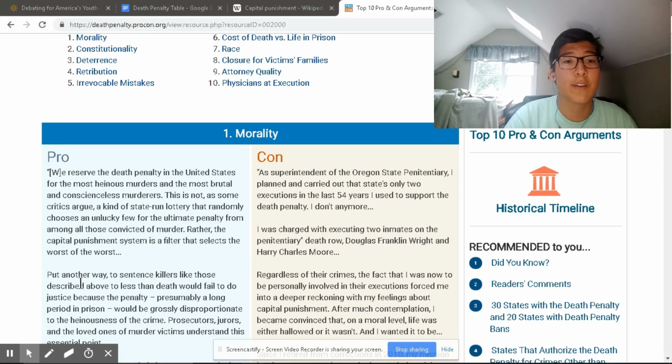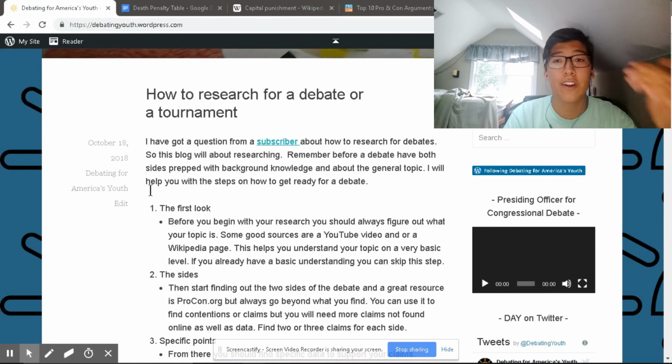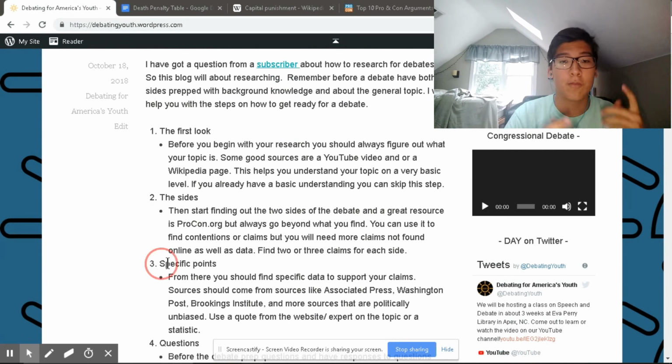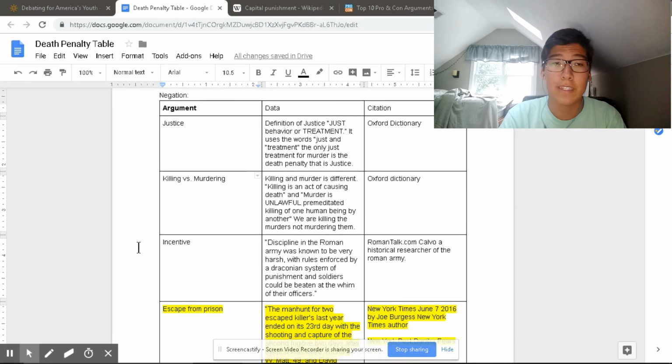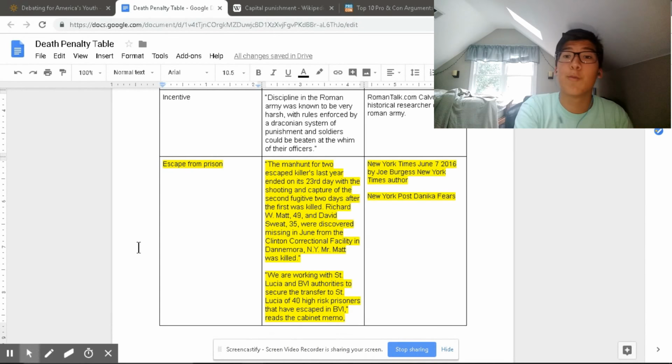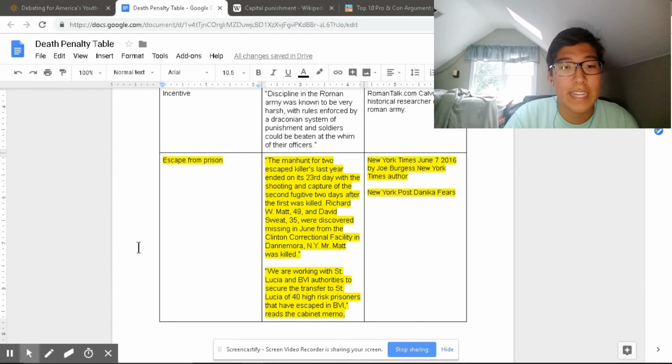Then you want to find your specific points. So I already have laid out here all of my cards or my research. So right here, this is my favorite card for this. It's escape from prison. So this is against removing the death penalty. And then here's my specific points about the person who actually escaped from jail, who was on death row, and then another one talking about how in a hurricane a bunch of people got out.